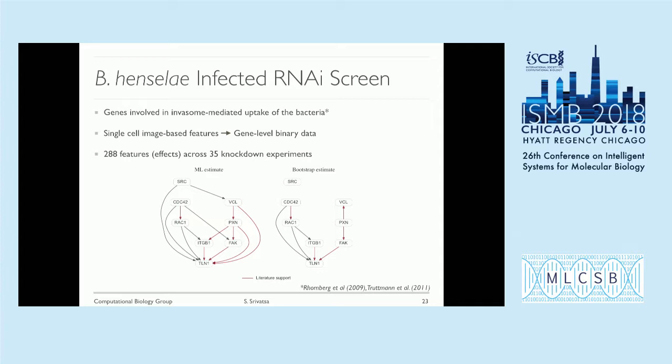Now, the raw data consisted of single-cell image-based features, which we converted to binary gene-level data. So the final data set consisted of 288 features across 35 knockdown experiments. We applied PCNEM to the entire data set and 100 bootstrap samples with a threshold of 50% for support. And we noticed that almost all the edges inferred in the bootstrap graph provided support for a subset of the edges in the MLE estimate.